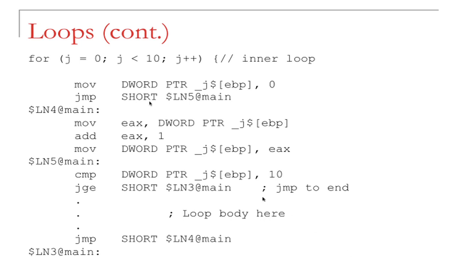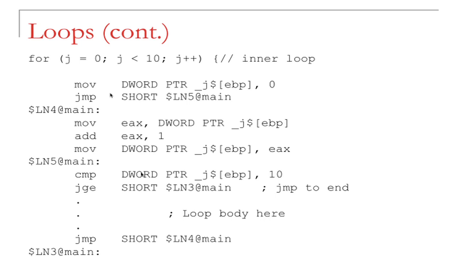Let's see in assembly language how we implement this loop. We will initialize the counter. Now this _j $EBP comes back again, your good friend. This is the address of variable j, so we're putting 0 into that memory location. This is what we do for j equals 0, or assign 0 to j. This instruction is doing that. Next one is JMP short ln5 at main. This is a label generated by the compiler.